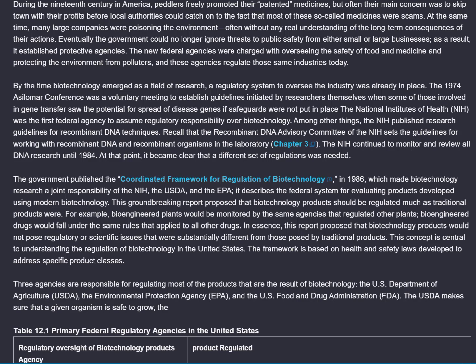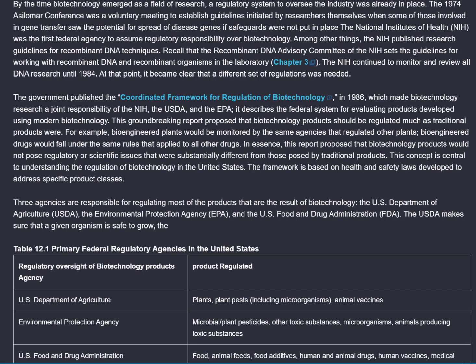The new federal agencies were charged with overseeing the safety of food and medicine and protecting the environment from polluters, and these agencies regulate those same industries today. By the time biotechnology emerged as a field of research, a regulatory system to oversee the industry was already in place. The 1974 Asilomar Conference was a voluntary meeting to establish guidelines initiated by researchers themselves when some of those involved in gene transfer saw the potential for spread of disease genes if safeguards were not put in place.